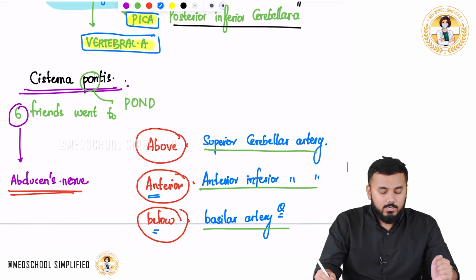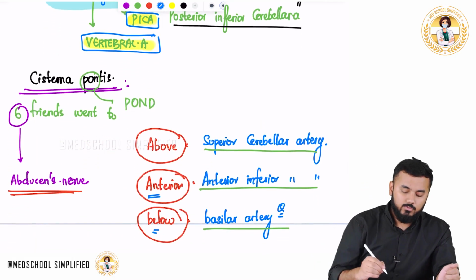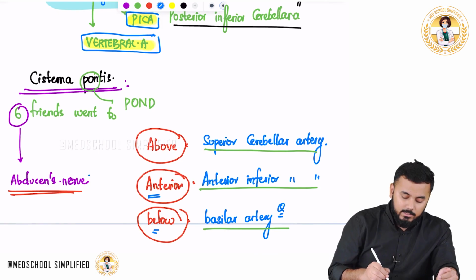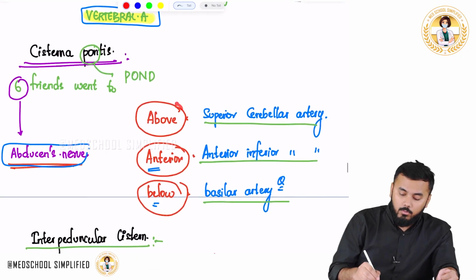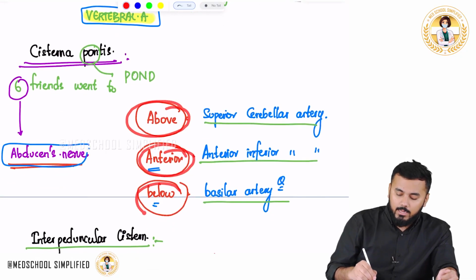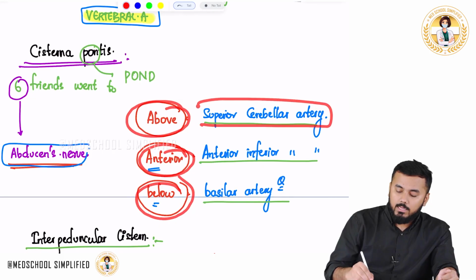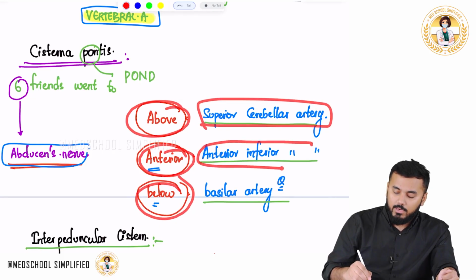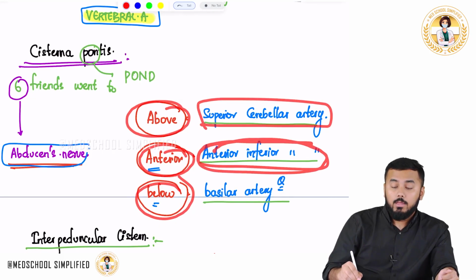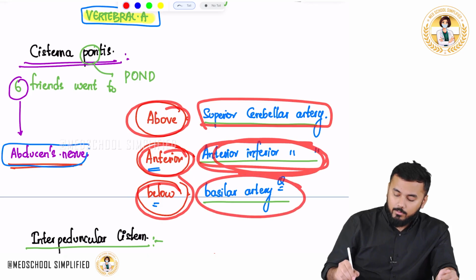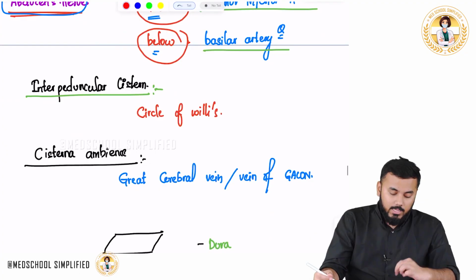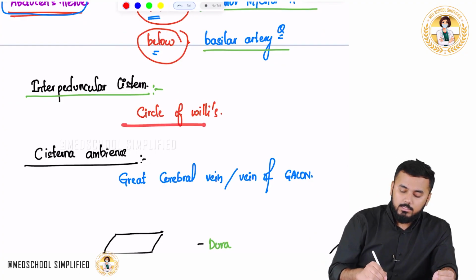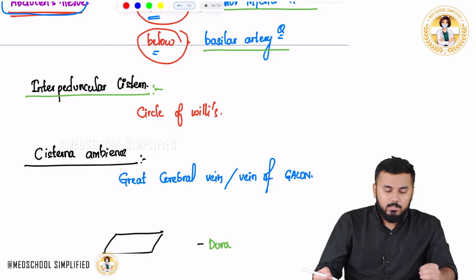When it comes to Cisterna pontis, remember it has 6 friends who went to the pond, right? 6 in the sense abducens nerve went to the pond. When it went to the pond, they looked at the pond from above, anteriorly and below. So superior cerebellar artery is on the top, inferior cerebellar artery is anteriorly, and basilar artery is on the bottom, right? Next important thing, interpeduncular cistern, only one thing, that is circle of Willis.